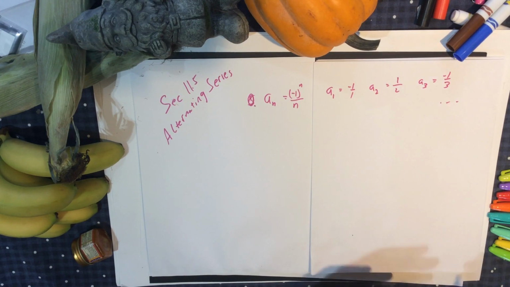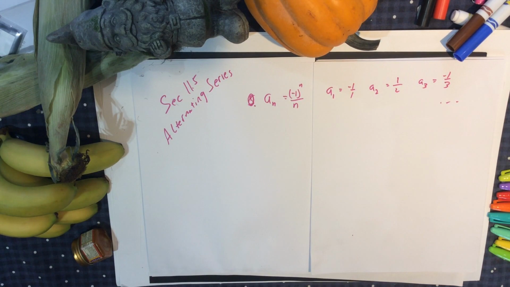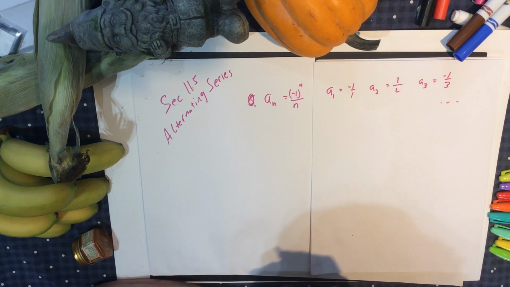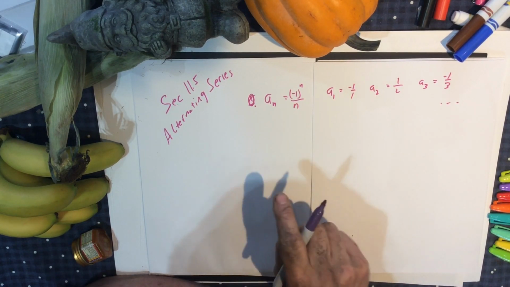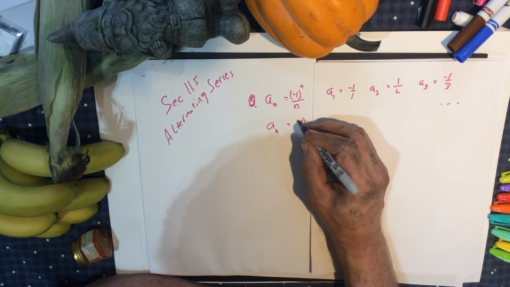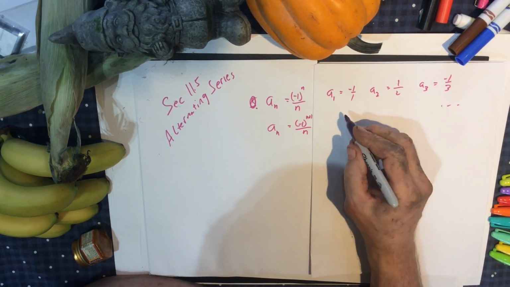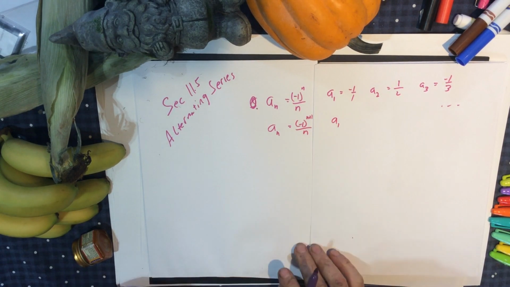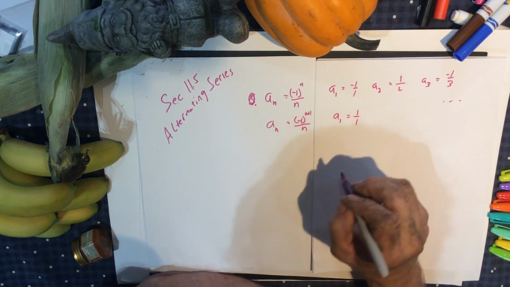Now, a lot of people like their alternating series to start with a positive number, and we'll see that the proof actually makes use of that. So I'm going to make this another alternating series, but I'm going to change the exponent. a sub n equals minus 1 to the n plus 1 over n. Well, what's that do? When we put in 1, we get 1 plus 1 is 2, so we're going to get plus 1 over 1.